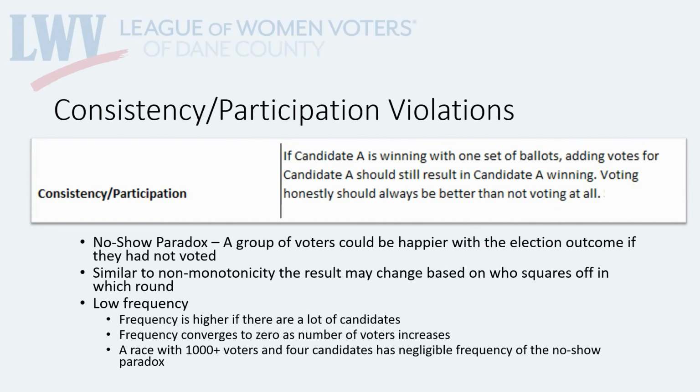The no-show paradox is a low-frequency event. The frequency increases as the number of candidates increases, but it converges to 0 as the number of voters increases. For example, a race with more than 1,000 voters and 4 candidates has negligible frequency of the no-show paradox. It is similarly a weakness that cannot be taken advantage of strategically, but still needs to be acknowledged and understood. So for both of these mathematical criteria violations, one should be aware that they exist, but also keep in mind the low frequency and low potential for strategic advantage that they pose. Detailed examples of both of these will be included in the appendix of our study.